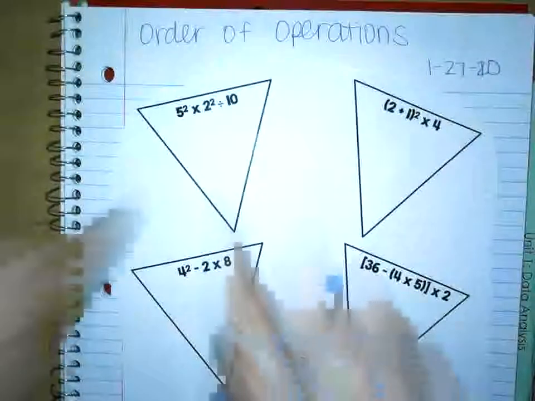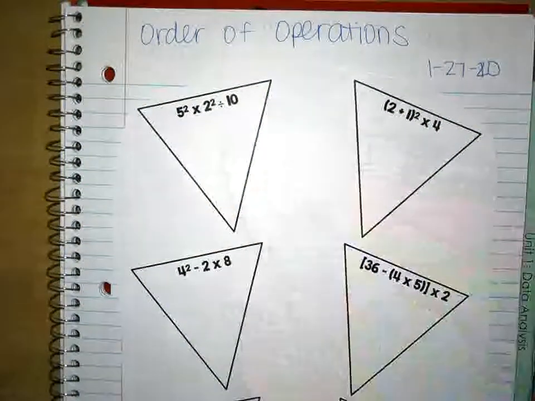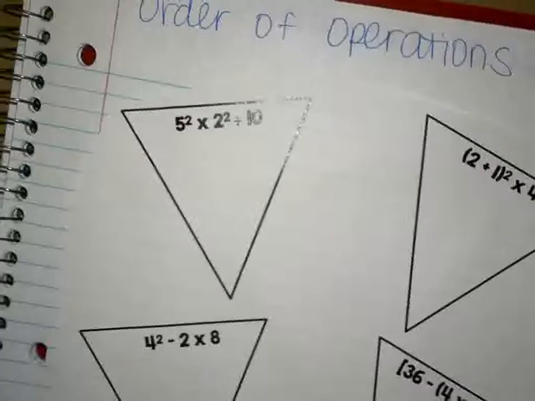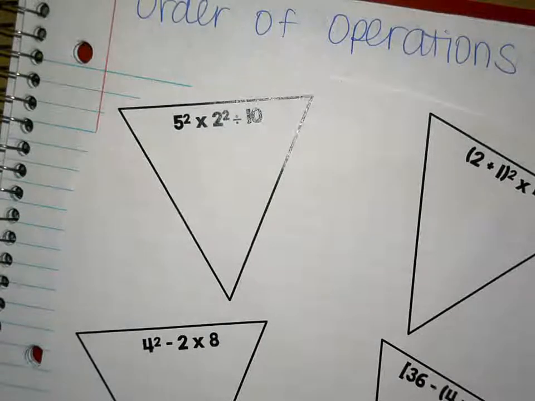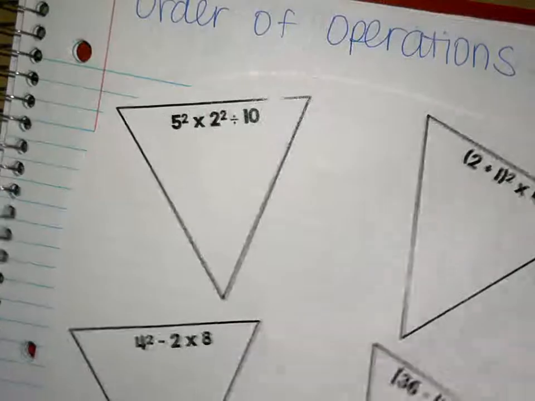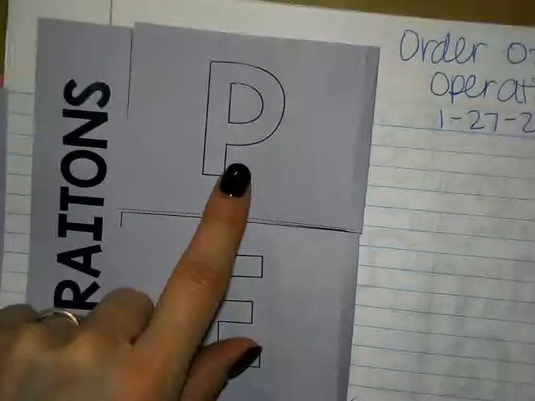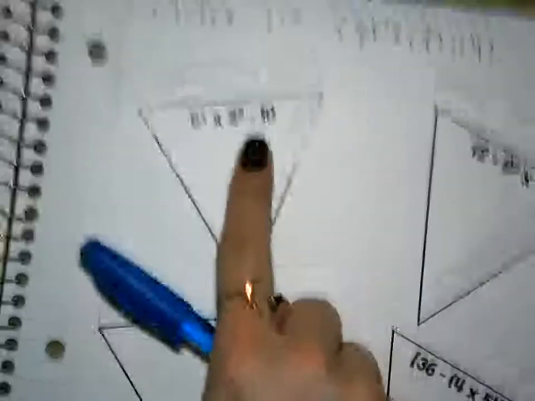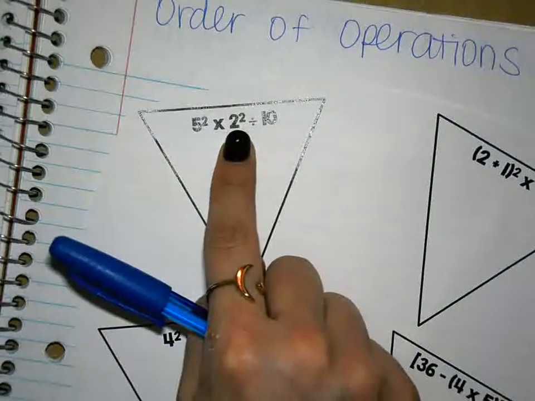Alright, we glued in a bunch of practice problems into our notebook. So let's go to the one where it says 5 squared times 2 squared divided by 10. Now these are in the shape of pizza slices because order of operations, if you're solving them properly, should end up looking like a pizza slice because you're solving them, it is an upside down triangle. Go step by step by step. We never, ever, ever, ever skip steps. Is that understood? So what's the first thing we need to do in terms of order of operations? Parentheses. Do we have any parentheses here? So that means we get to skip it because there are none.